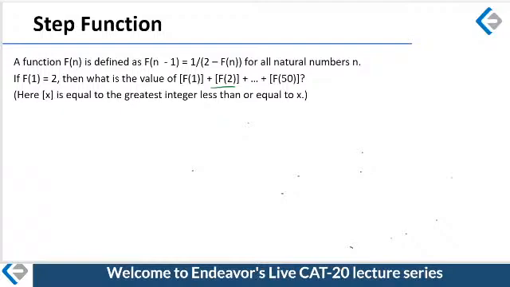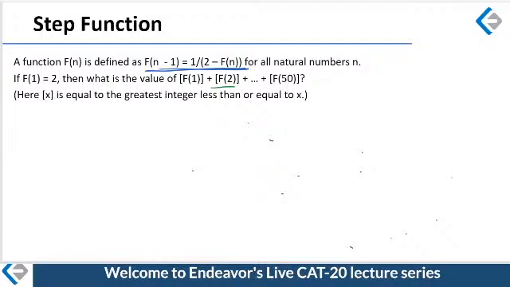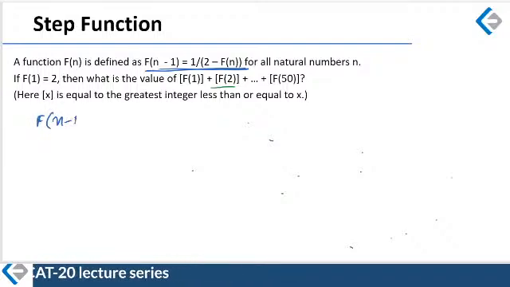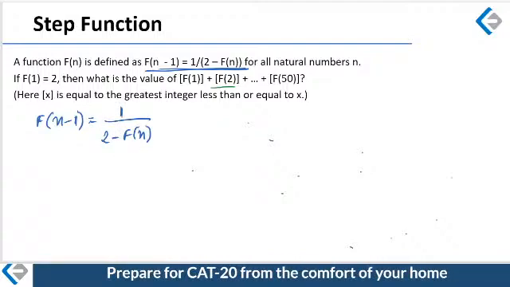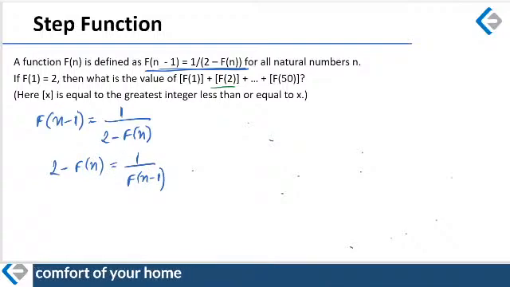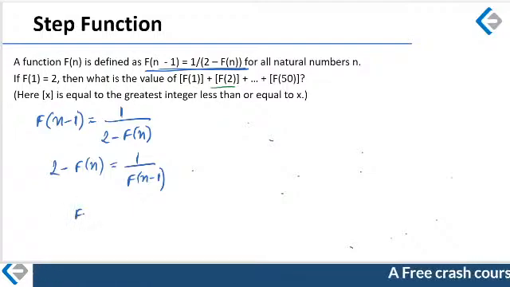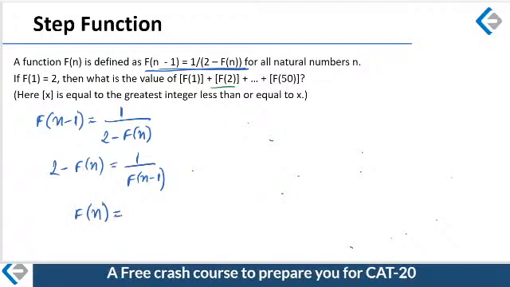So now let's go to the function. Let's understand what is given to me. What is given to me is f of n minus 1 is equal to 1 divided by 2 minus f of n. Pull that f of n outside. You may rewrite this as 2 minus f of n is equal to 1 divided by f of n minus 1. Just rearrange and organize this thought. If you organize it, you will end up writing f of n is equal to 2 minus 1 divided by f of n minus 1.